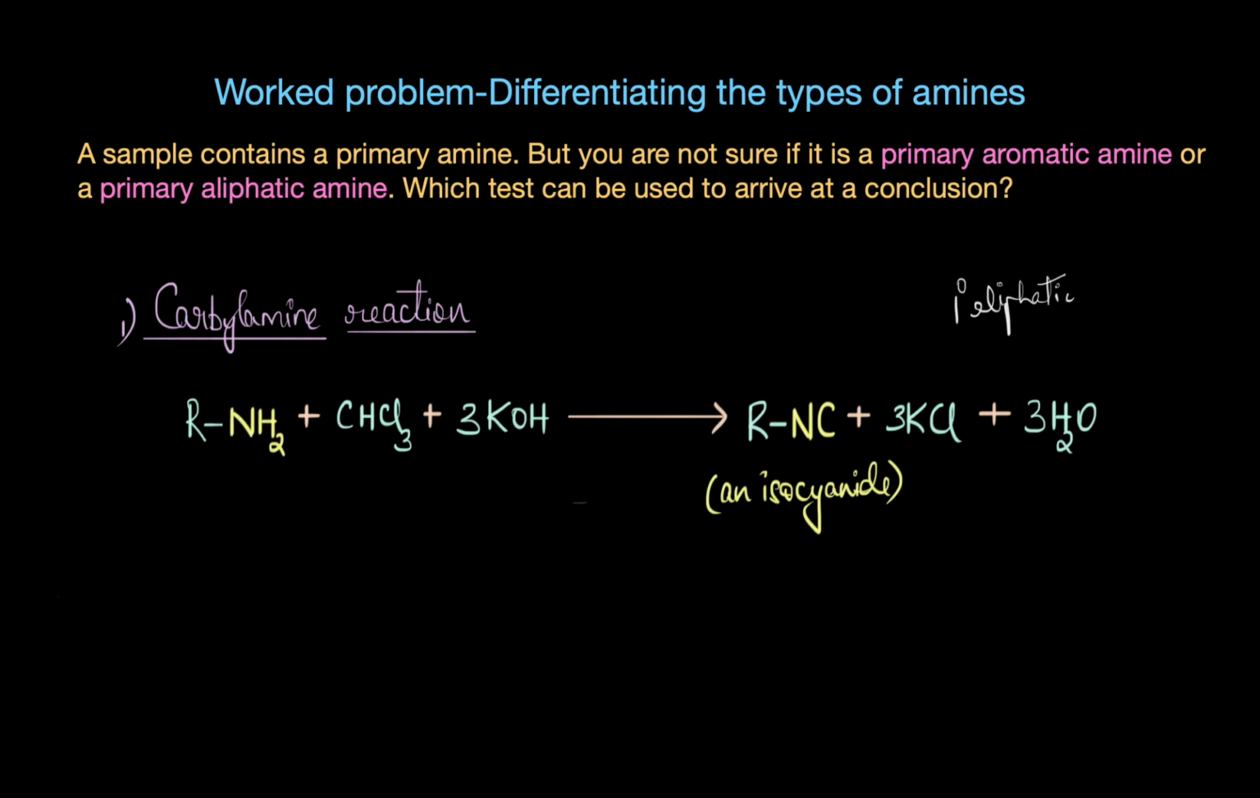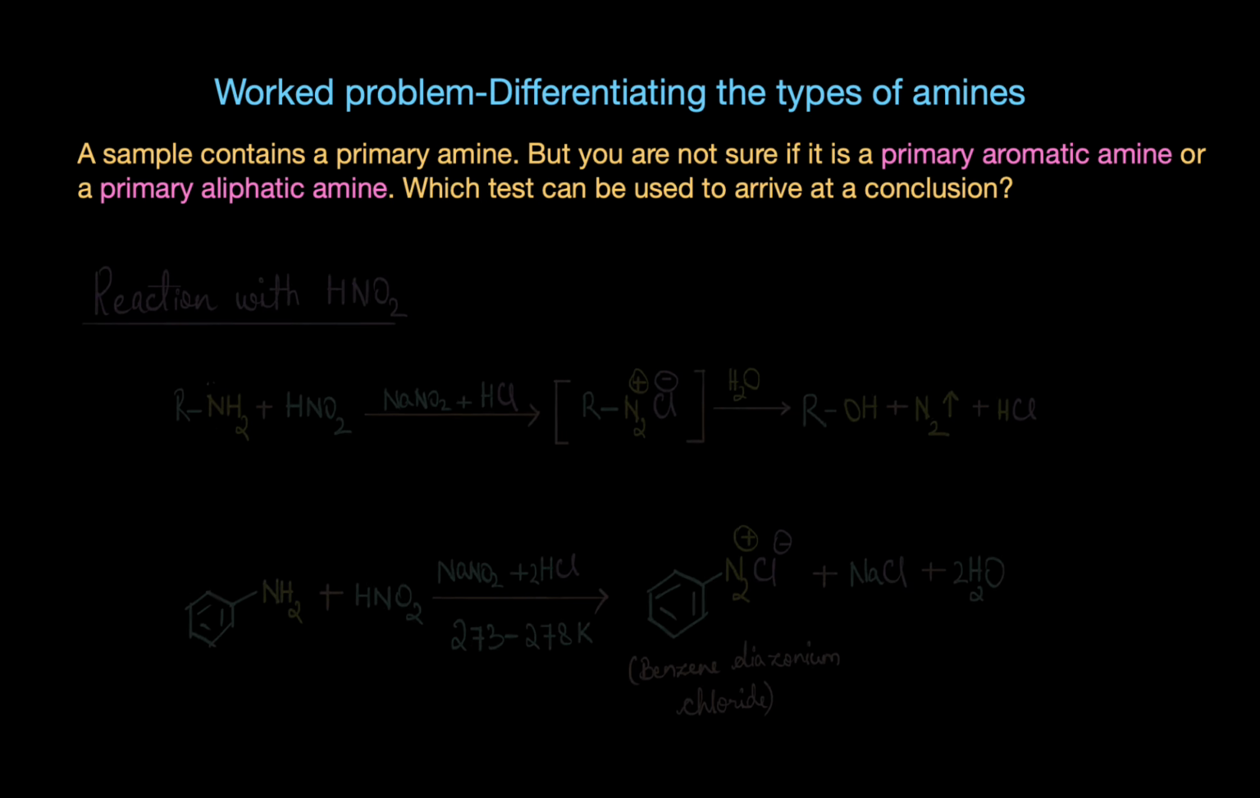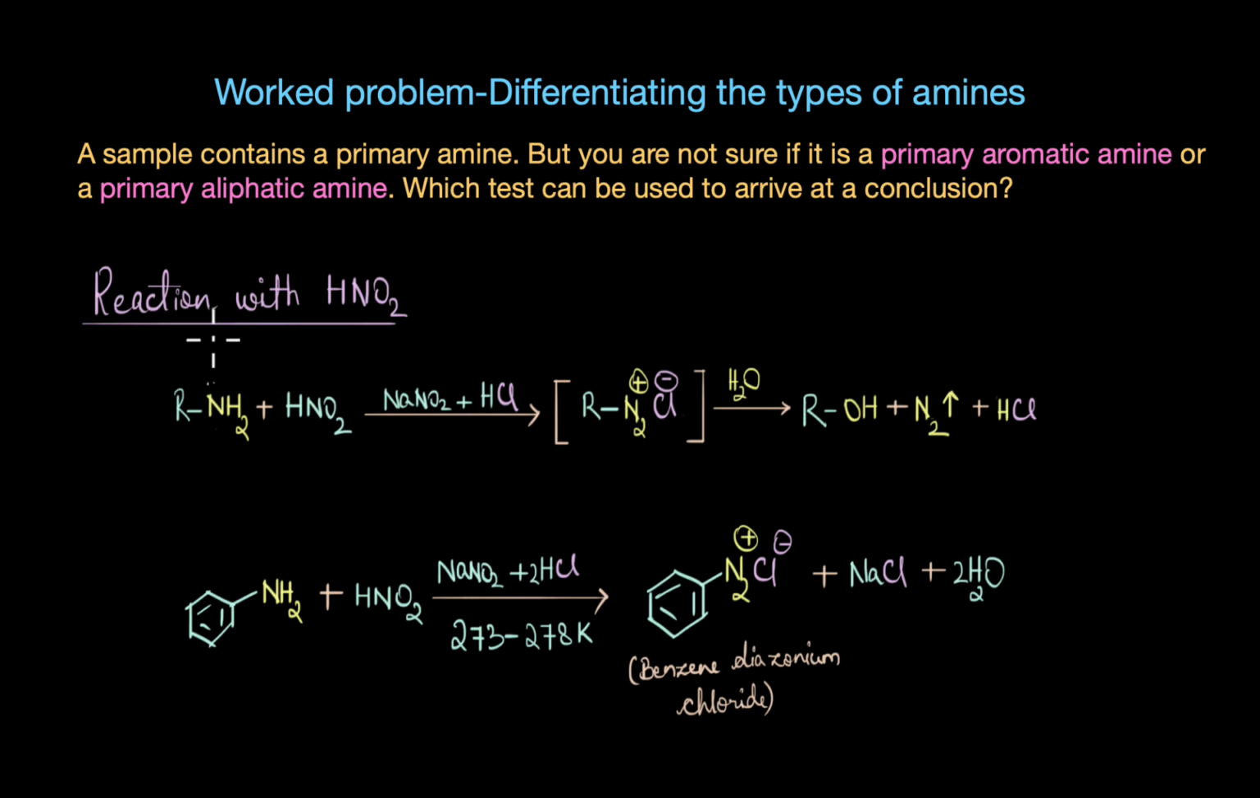What about reaction with nitrous acid? Would that help? Let's find out. Now, when a primary aliphatic amine reacts with nitrous acid, it forms an unstable aliphatic diazonium salt which decomposes immediately to form effervescence, the nitrogen gas evolution here. Now, that's a very good observable change.